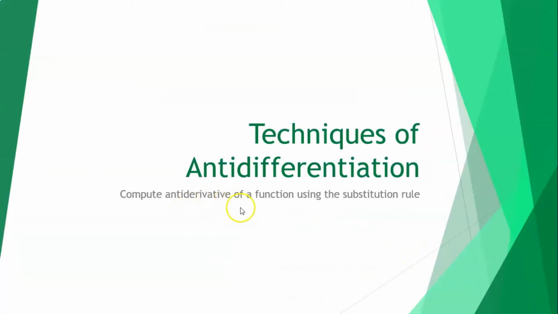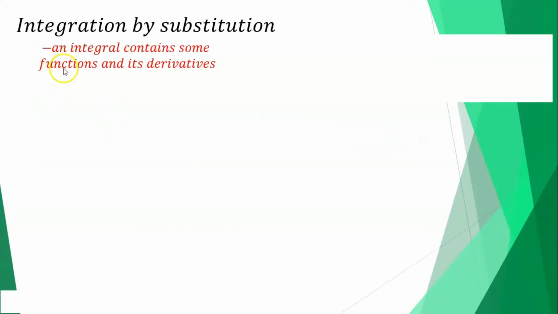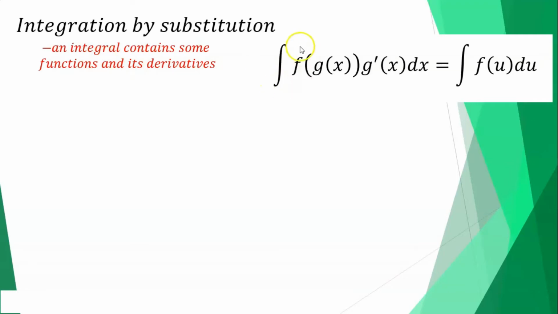Okay, let's have this techniques of antidifferentiation. So let's start with the substitution rule. So take note, the integration by substitution is an integral that contains some function and its derivative. So the integral of the function g of x times g prime of x, which is basically the derivative of g of x.